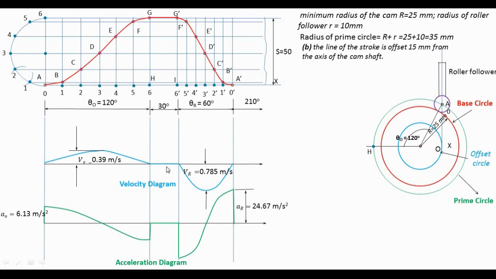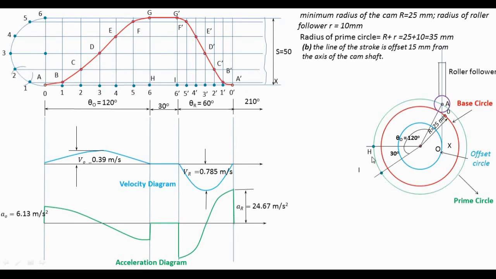Next, the dwell period is 30 degree, so measure the angle of 30 degree from line OH. From this point we need to draw a line of 30 degree. So this is the 30 degree angle which represents the dwell period. At this I have plotted point I. So this is the point I.